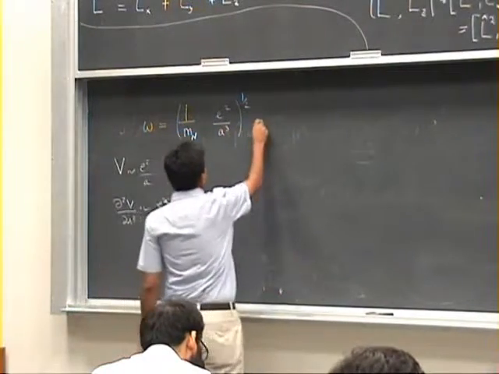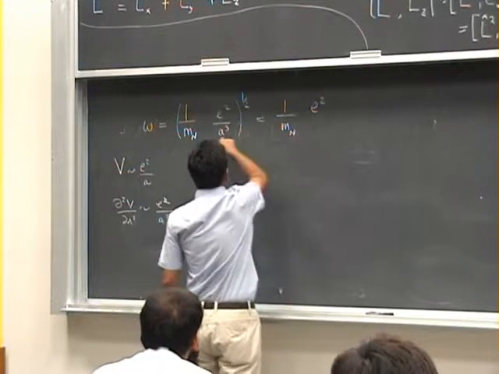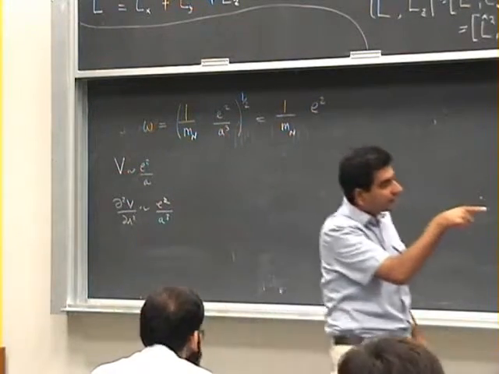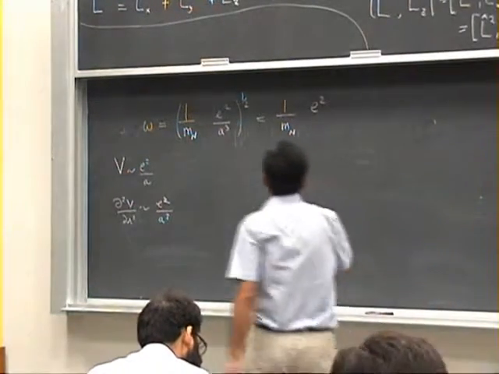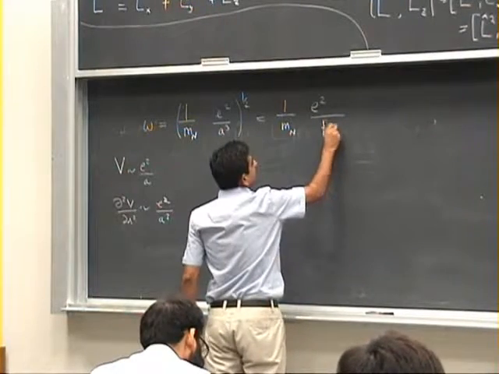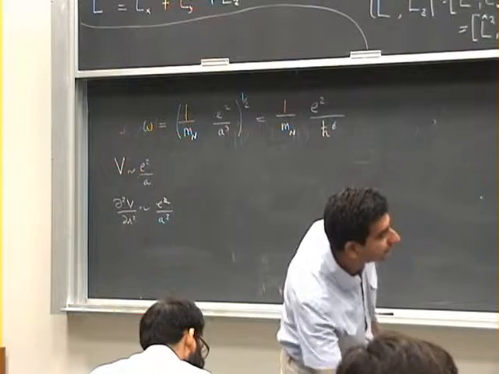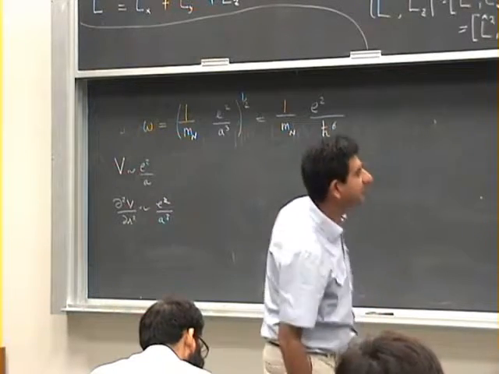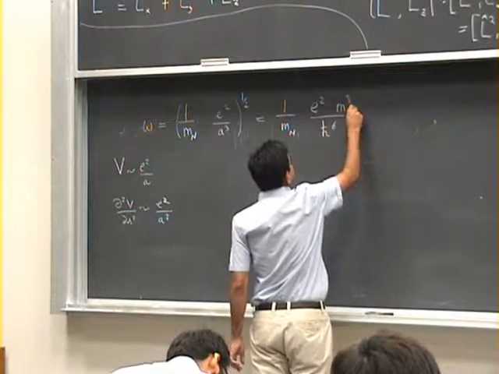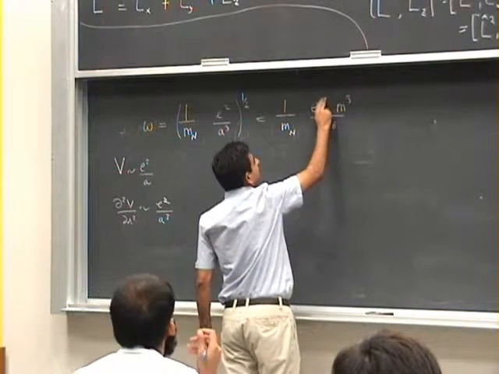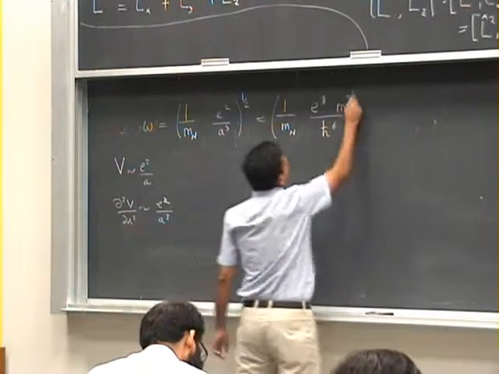Now I just plug in the values. 1 over Mn, e squared, and instead of a, I plug in the value that's over there, with h bar to the power 6 and m squared, so e to the power 6 becomes e to the power 8 after multiplying by e squared, and then we take the square root.